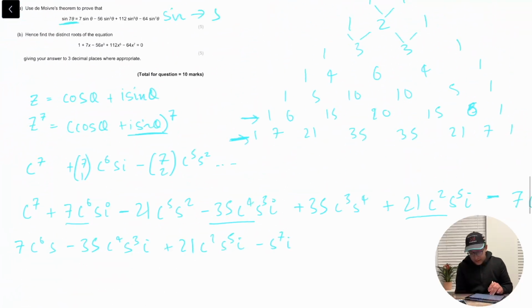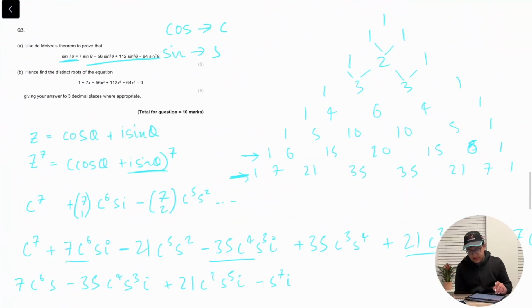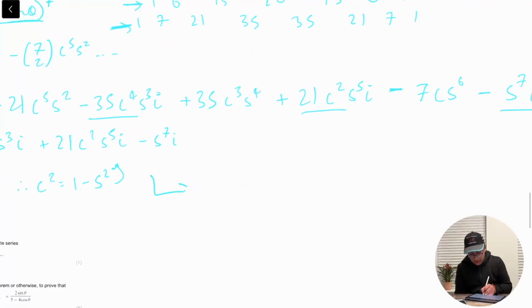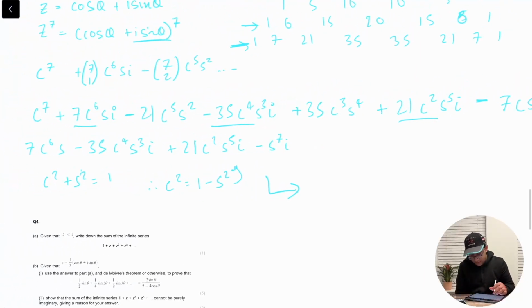Cool. If you notice here, there's only sines in this, there's no cosines, which means that we need to use the identity that cos squared plus sine squared equals 1. Therefore, cos squared equals 1 minus sine squared. Inserting that into here, I'm going to just carry on here, there's more space. Cool. We get 7, (1 minus sine squared) cubed, because that's cos squared cubed.